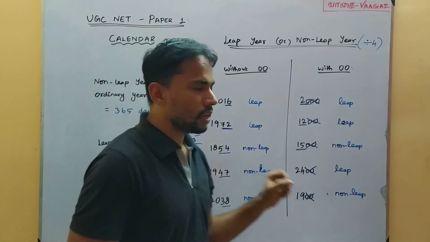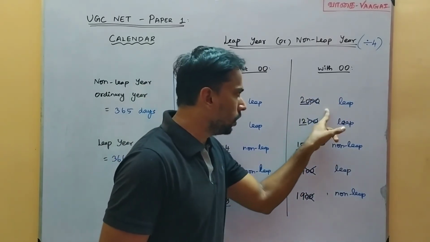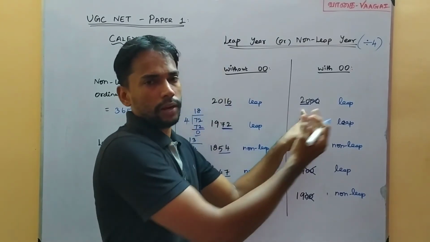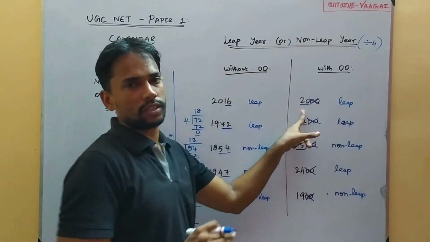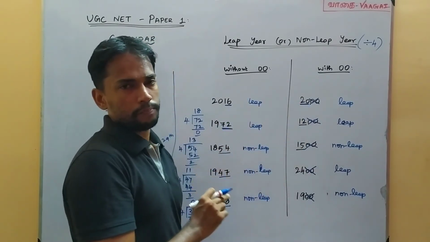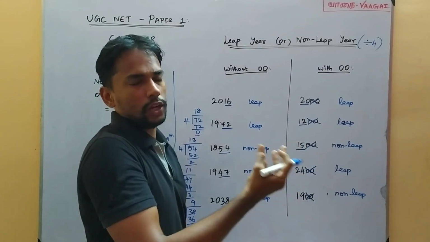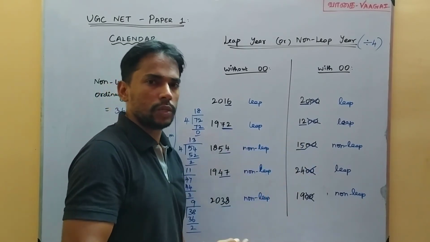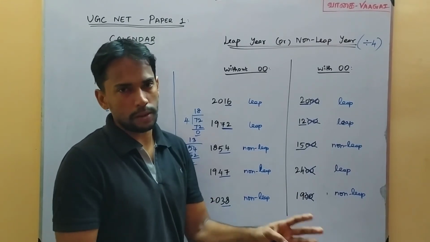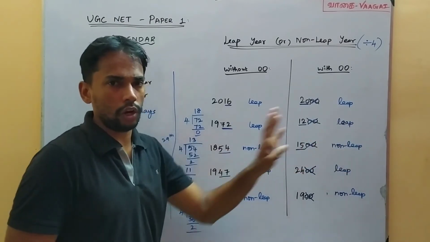And if the year is especially ending with double zeros, remove the ending double zeros and see what is left over, what is there previous to the two zeros. Take those digits and check whether that resultant value is divisible by 4. If divisible, it is a leap year. If not divisible, it is surely a non-leap year. This is all we need to remember under these leap year and non-leap year conditions.